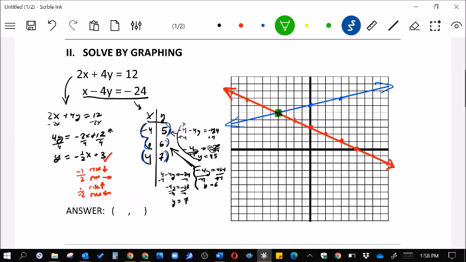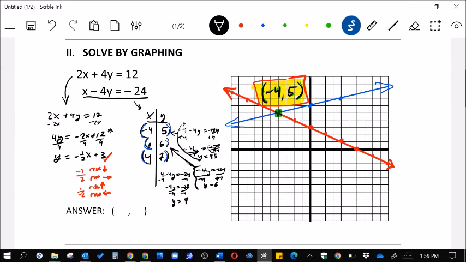This point here is negative 4 and 5. That one actually does deserve a red, or maybe the black, for the actual point. And that's the solution, negative 4 and 5. That's the place where those 2 lines meet.